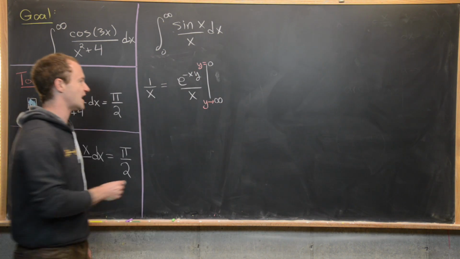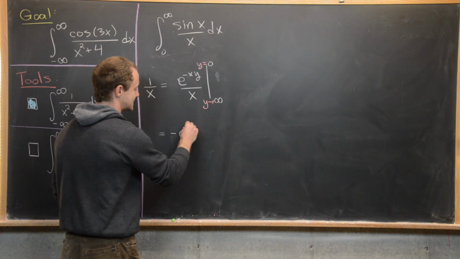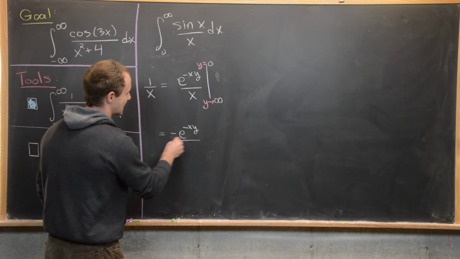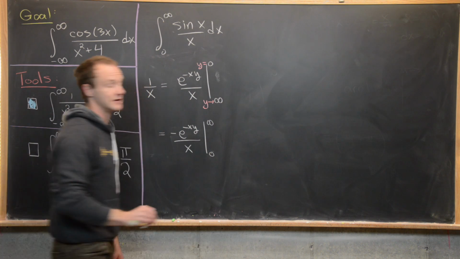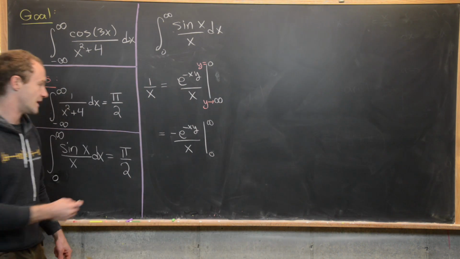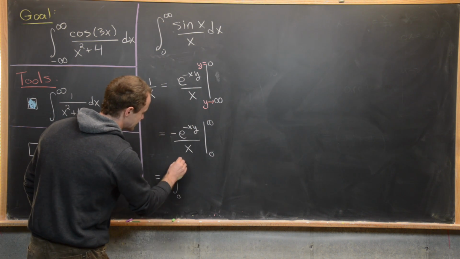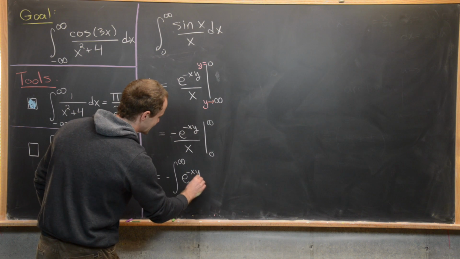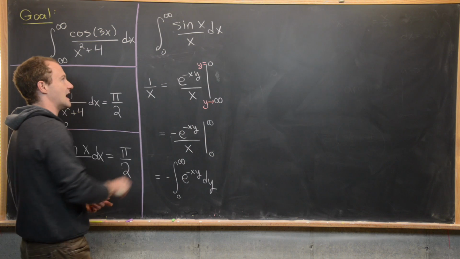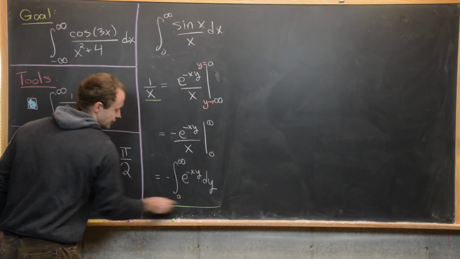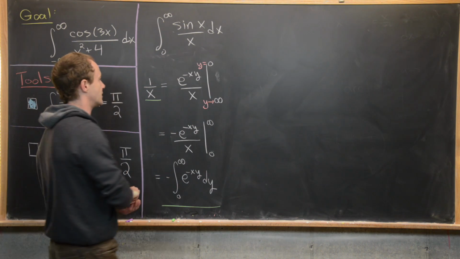Now next, I'll change the order of this evaluation, and I'll do that by picking up a minus sign. So I've got e to the minus xy over x, and then evaluated from infinity and 0. So I've changed that order of evaluation, but now I can easily rewrite this as negative the integral from 0 to infinity of e to the minus xy dy. So just to reiterate, I've taken this 1 over x portion of the integrand and I've rewritten it as this y integral. Okay, good.